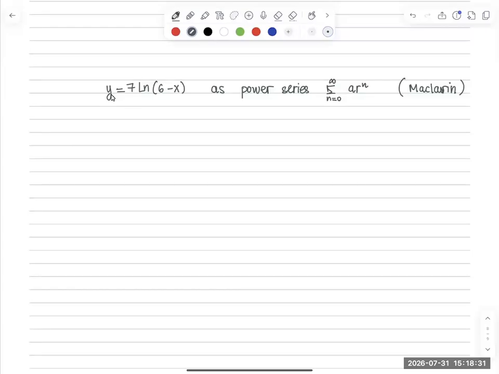All right, another way to write a function as a power series. In the problem, they say c x to the power n, so when it's in this form, we know the center is zero. So that is going to be Maclaurin.